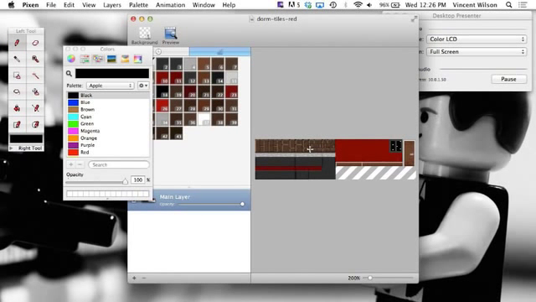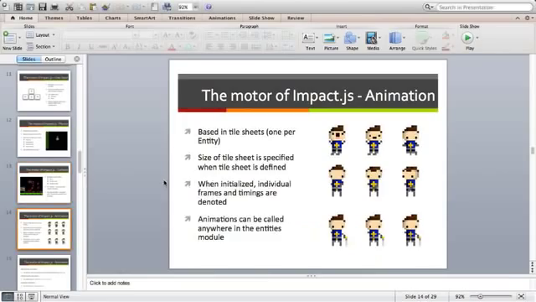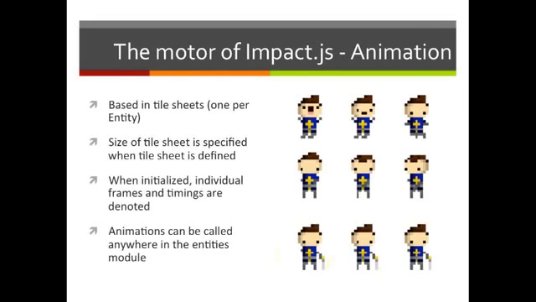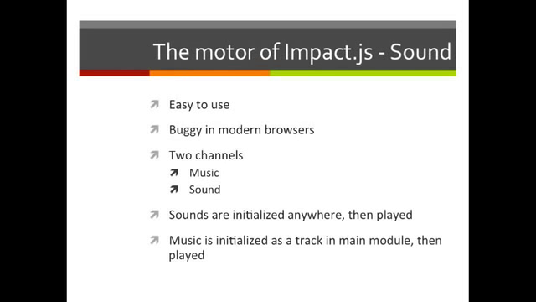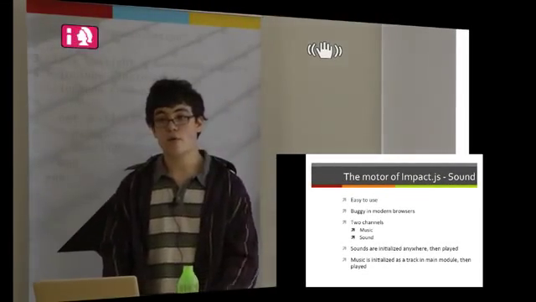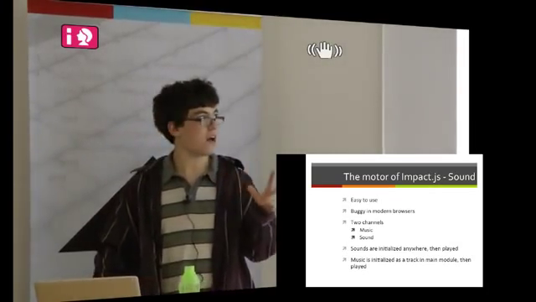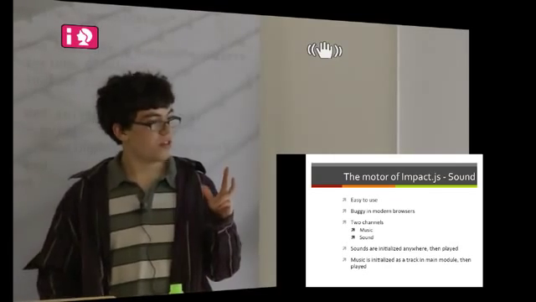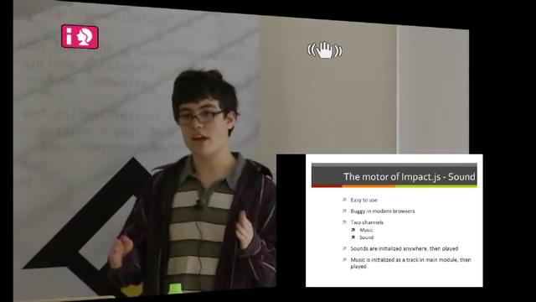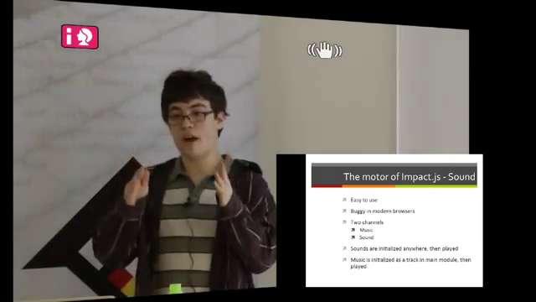Sound. Sound is buggy. It's easy to use though, even though it is buggy. You have to define both an MP3 and an OGG file because different browsers take different types of files. There are two channels. There's a music channel, which is where all the music is played, and it's listed in tracks. So you can define multiple tracks. So you can have music 1, and then music 2, and music 3 all on a track, which is an array. And then you have sound, which has multiple channels of sound.